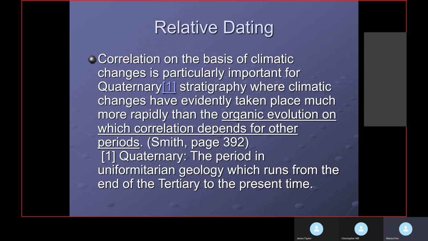So right here now, the organic evolution on which correlation depends for other periods. So the dating of this thing is based upon their theory of organic evolution. That'd be organic macroevolution. So this is a relative dating. So if how they dated it was wrong, then we got a problem. For instance, if one of my siblings, one of my brothers or sisters, failed a grade in school, then my dating of the people they graduated with from school would be off by 1 year.